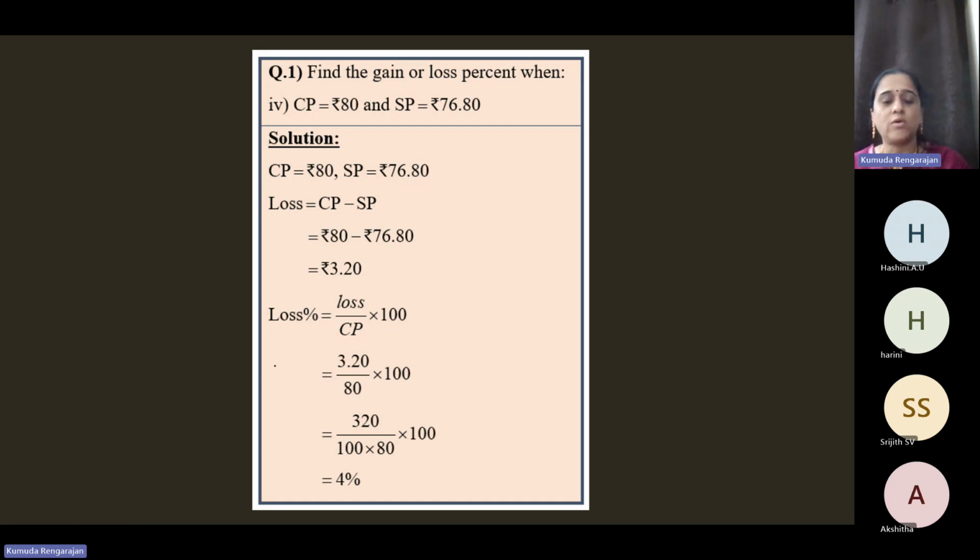And if it's a decimal, how do you handle it? See, I'm not talking about this part. How do you handle it if it's a decimal? So 3.20, right? So you'll have to shift 1, 2. So I make it 320 by 100. You understand that? 3.20. In the next step, I write it as 320 by 100.